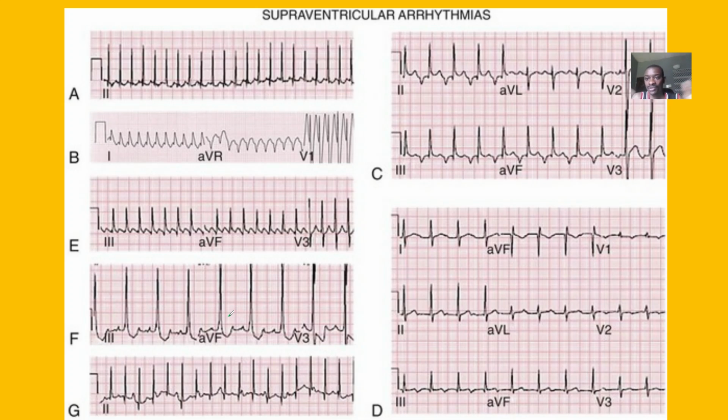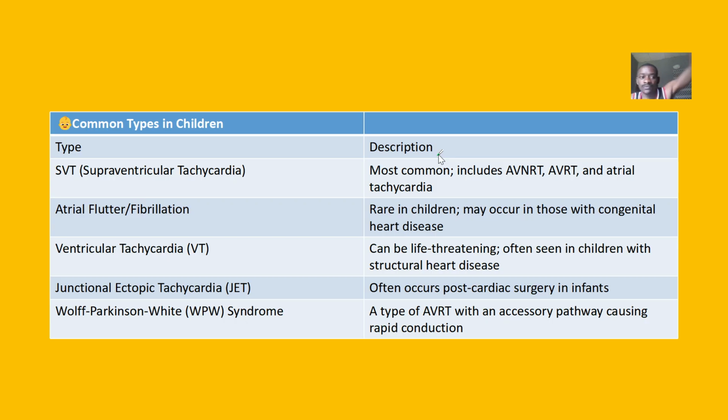You can pause this to observe the supraventricular arrhythmias. Okay, several pictures on it. Just pause to observe. Supraventricular, that was from the atria above the ventricles. So types, you have the supraventricular tachycardias, atrial flutter and fibrillation, ventricular tachycardias, junctional ectopic tachycardias, and Wolff-Parkinson-White syndrome. Alright, if there's any of these you want to know more about, just comment.